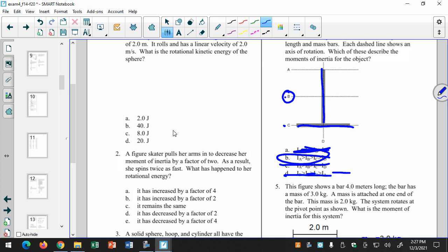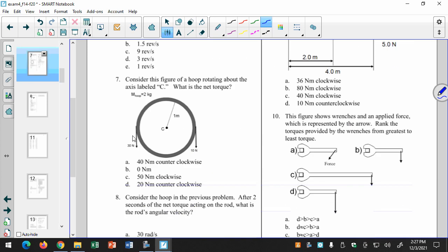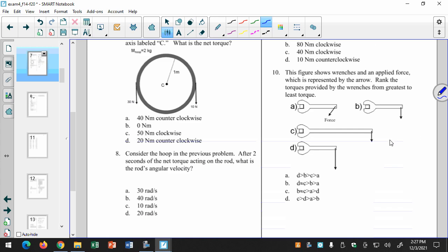Okay, let's do another one. Oh, here's a torque problem. Which of these has the bigger torque? Looking for a big force. I see a big force right here, but a short moment arm. Oh, here's a long moment arm, but a small force. Oh, so those are equal, right? Oh, good. So that gives me the answer right there. I don't even need to go further.